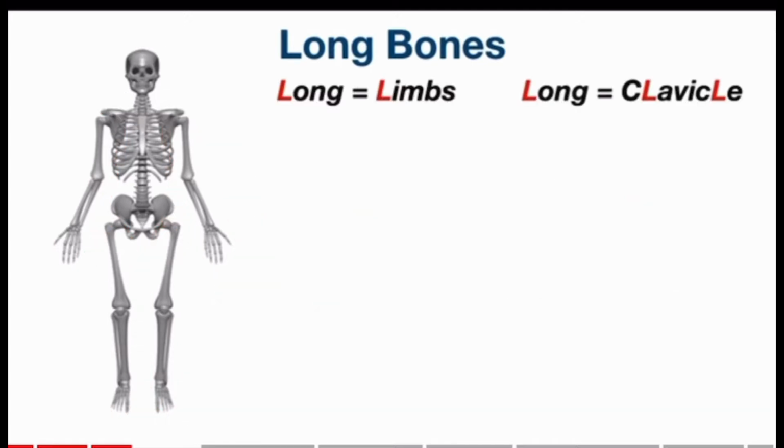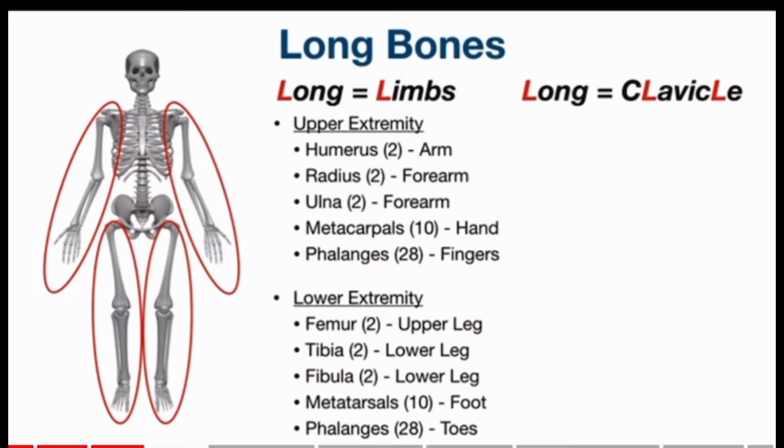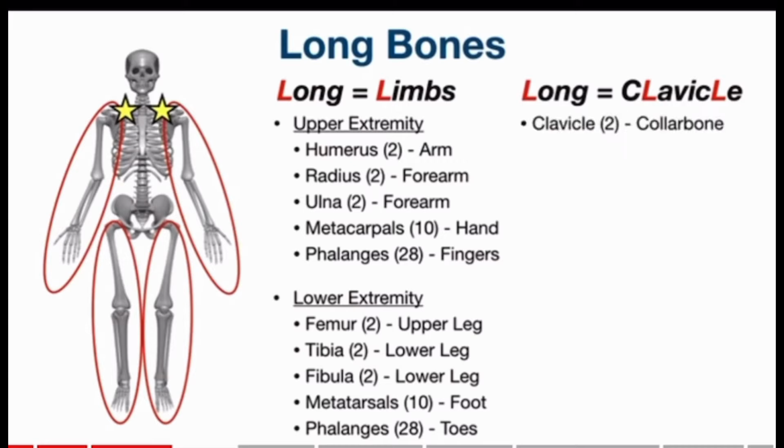Let's look at examples of long bones. First, we said to remember long and limb because most of the bones in the arms and legs are long bones. This includes the humerus of each arm, the radius and ulna of each forearm, the metacarpals of the hands, the femur in each upper leg, the tibia and fibula in each lower leg, the metatarsals of the feet, and the phalanges that make up the fingers and toes. The second trick was to remember long and clavicle. This will help you remember the two clavicles or collarbones are long bones as well. Therefore, the average adult has 90 long bones.